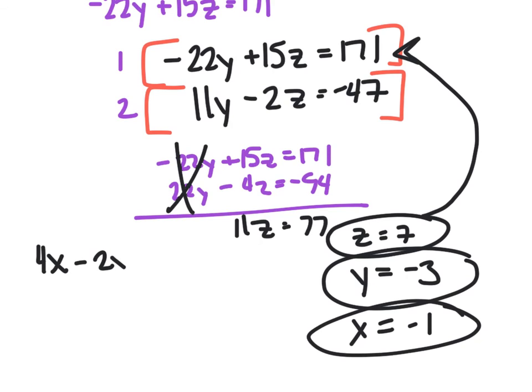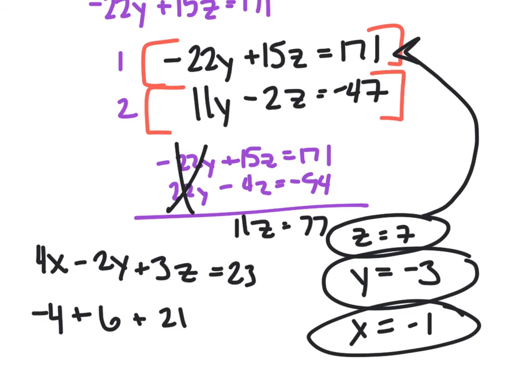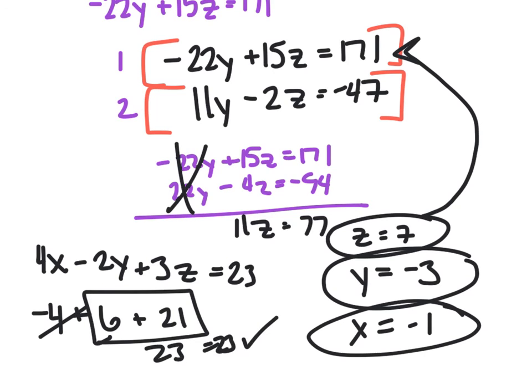4x minus 2y plus 3z has to equal 23. Let's see, 4 times negative 1 is negative 4, plus 6 plus 21. What is that? 27 minus 4, 23 equals 23. And I know it checked.